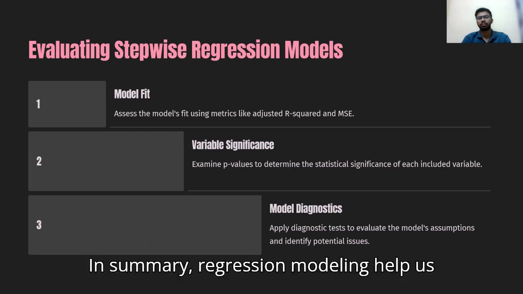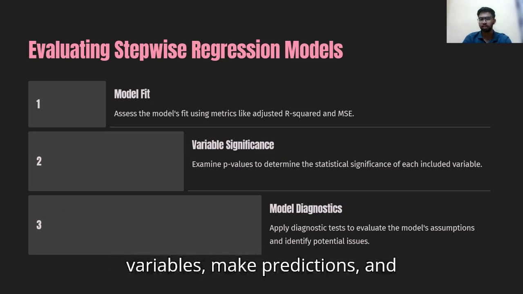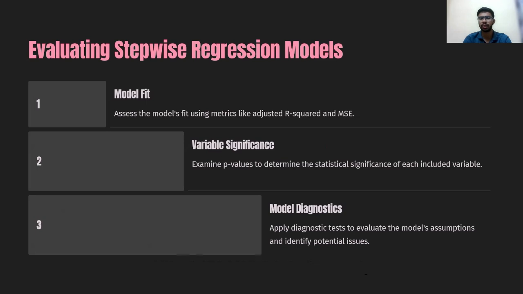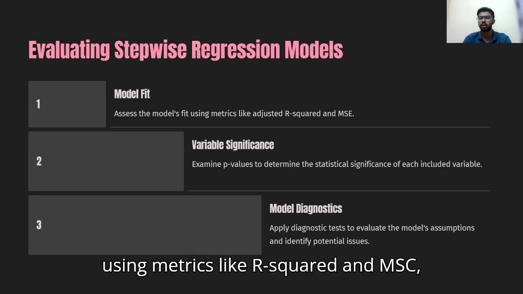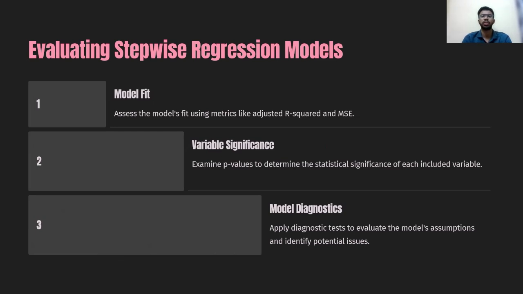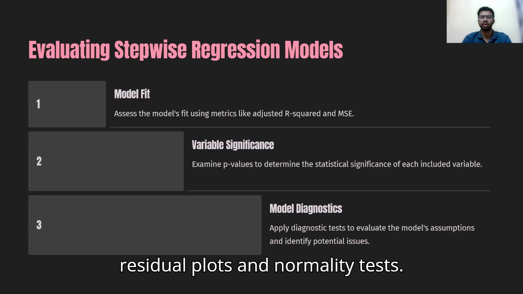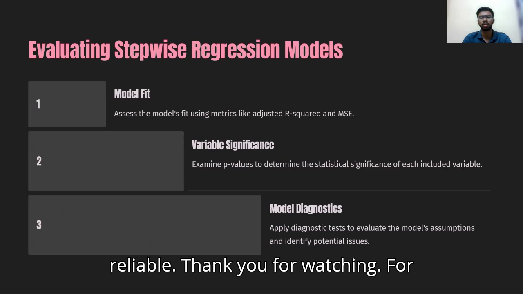In summary, regression modeling helps us to understand relationships between variables, make predictions, and uncover valuable insights. By evaluating the model's performance using metrics like R squared and MSE, and diagnosing its assumptions with residual plots and normality tests, we can ensure our models are robust and reliable.